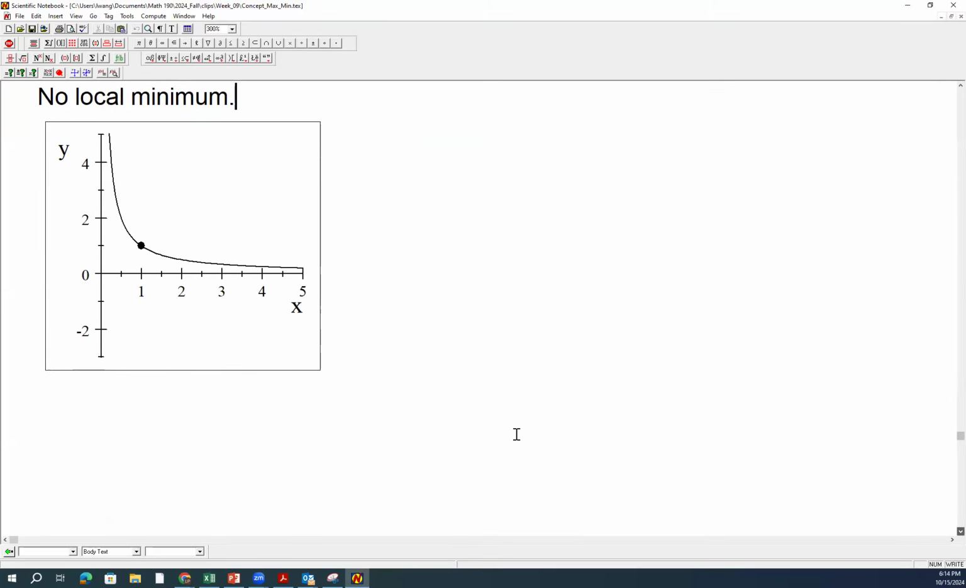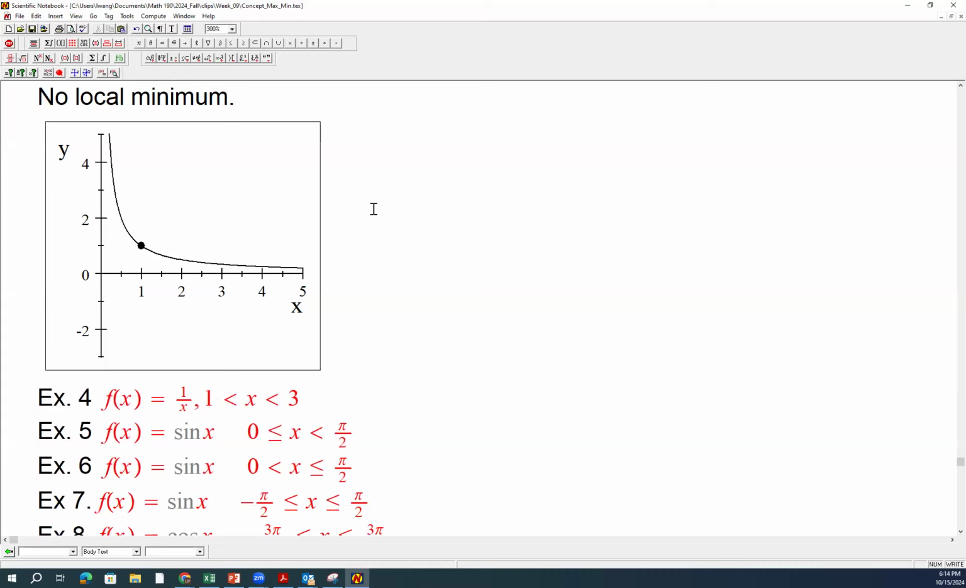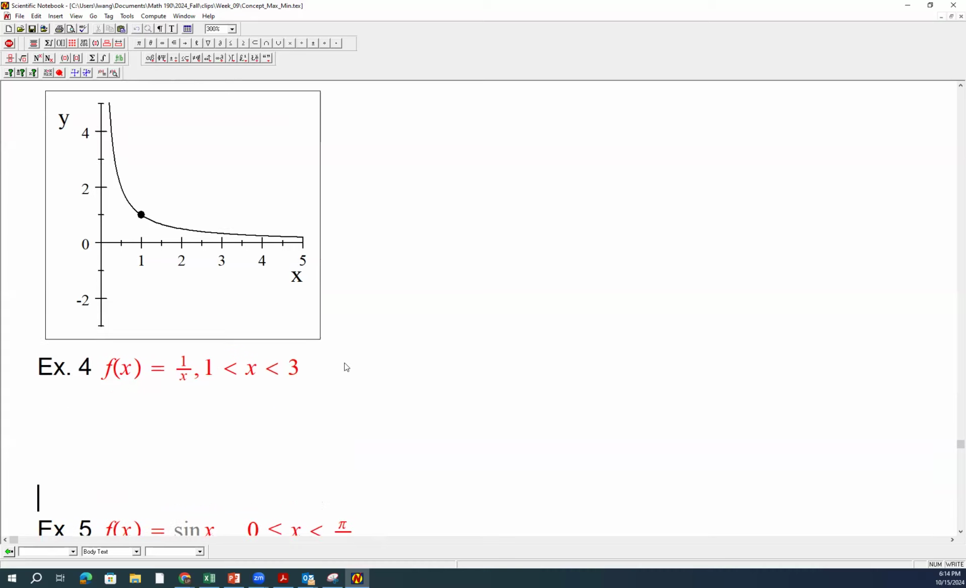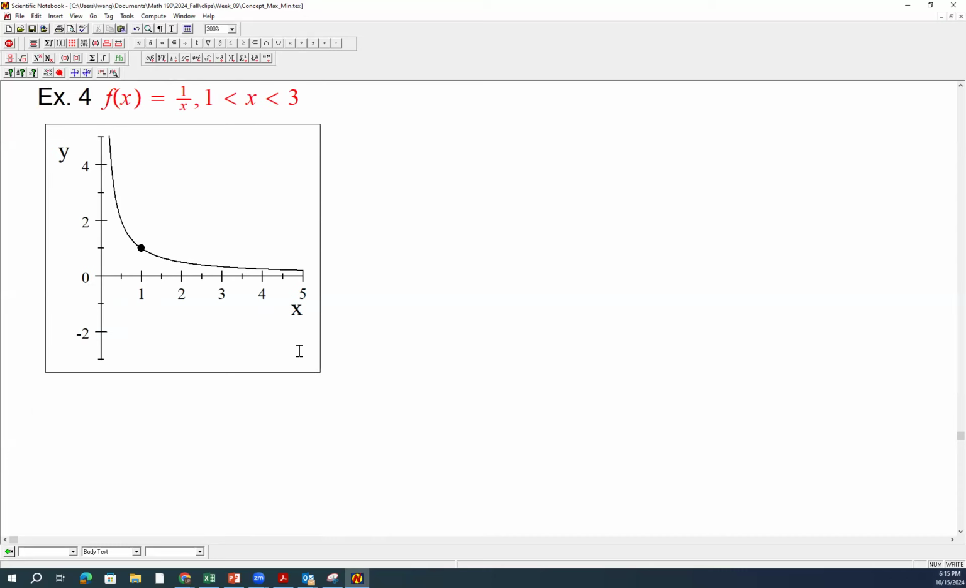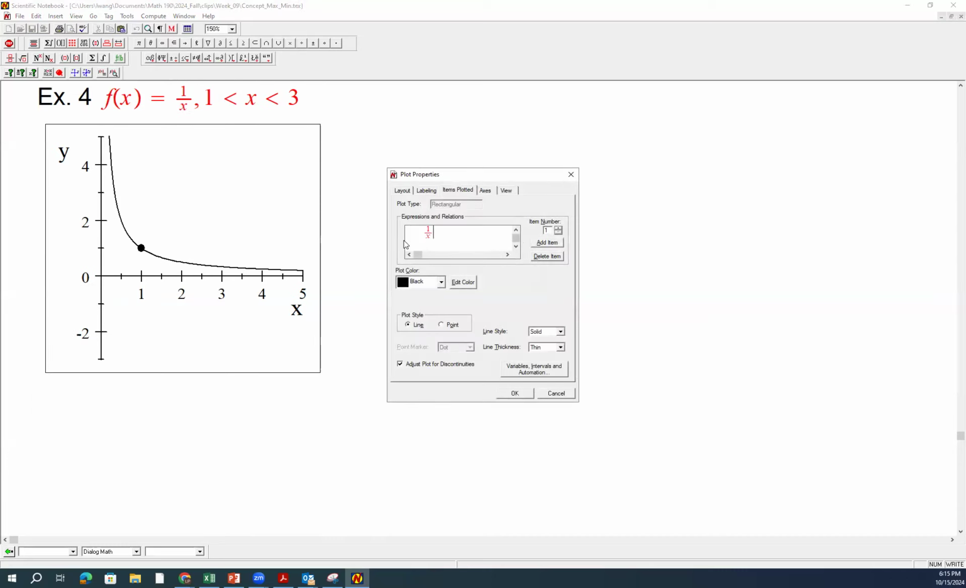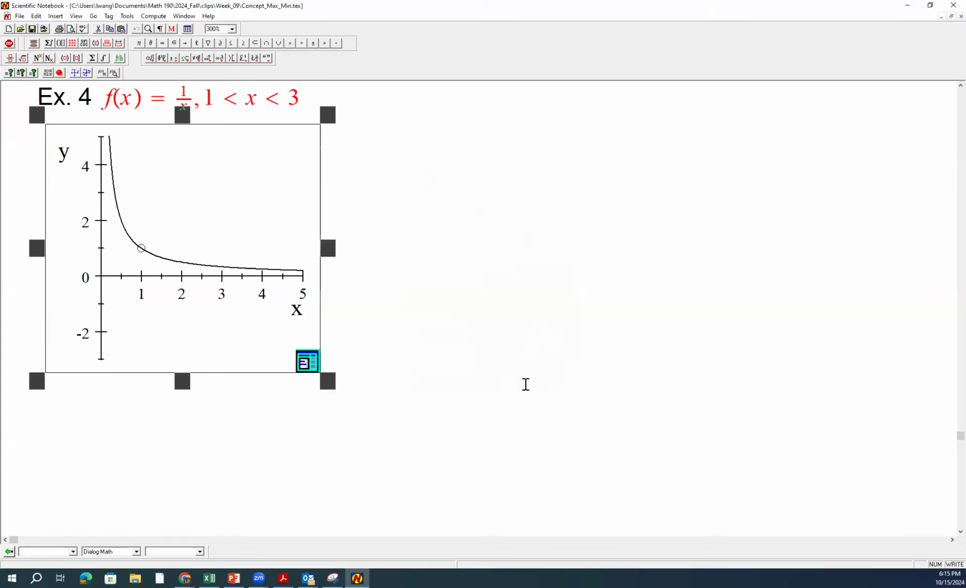All right, let's look at the next one. The next one is a little more interesting because it's almost the same graph, but we have two circles. I'm making some adjustments. This is from 1 to 3, but this time 1 is not included, so I need to change 1 to a circle, and the 3 too. The function is not defined at 1 or at 3.